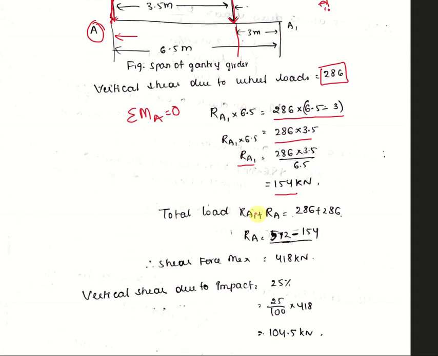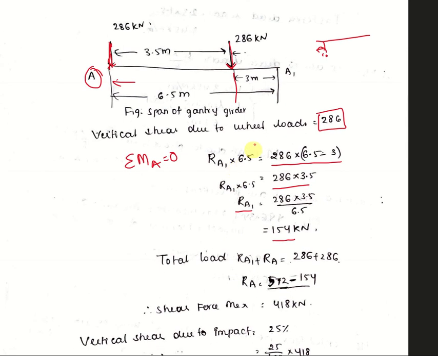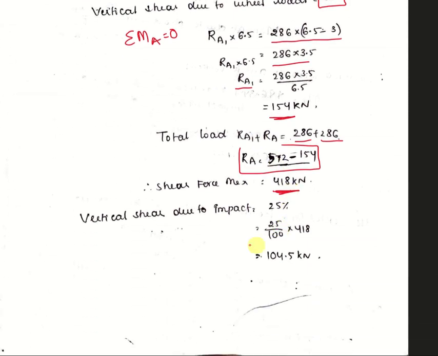So total vertical loads are RA and RB. Total downward loads are 286 and 286. So what we get for RA? 418 kilonewton. RA1 is 154, which is very less, right, compared to this 418 kilonewton, the maximum reaction it can have when we park this crane girder here, of course, at the edge of the gantry girder.